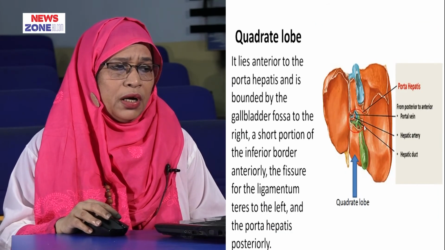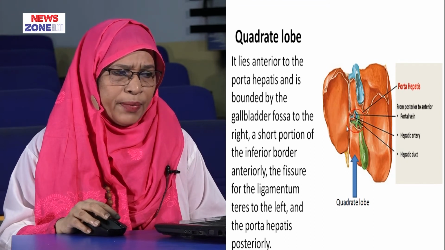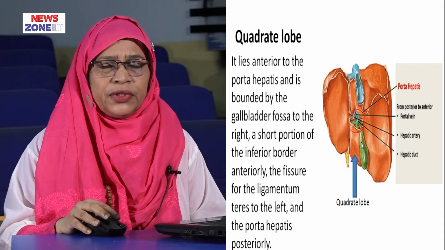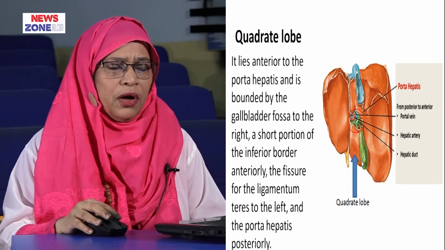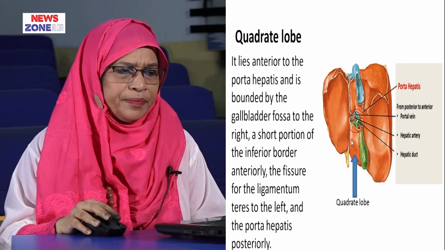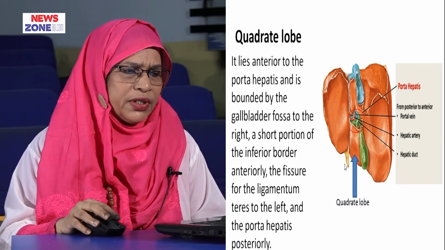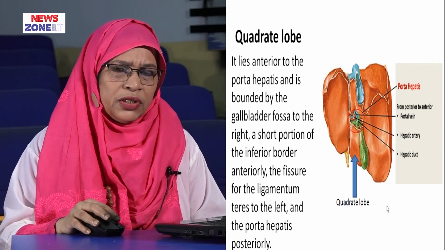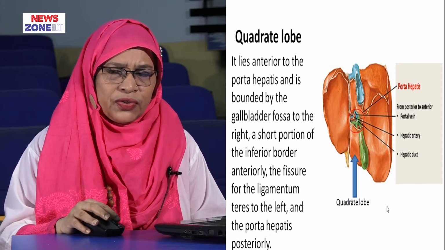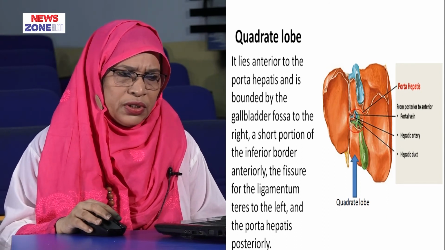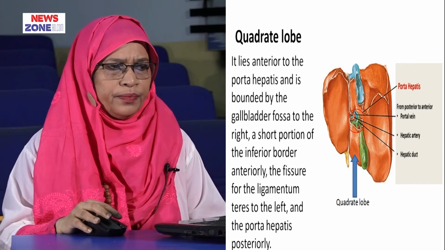Now the quadrate lobe. The quadrate lobe lies anterior to the porta hepatis. It is bounded on the right side by the fossa for the gallbladder, on the left side by the fissure for the ligamentum teres hepatis, anteriorly by the inferior border and posteriorly by the porta hepatis. This lobe also is functionally separate, but anatomically it is also associated with the right lobe.